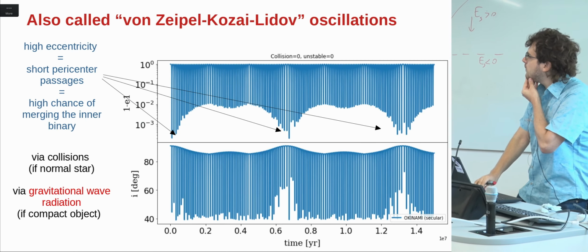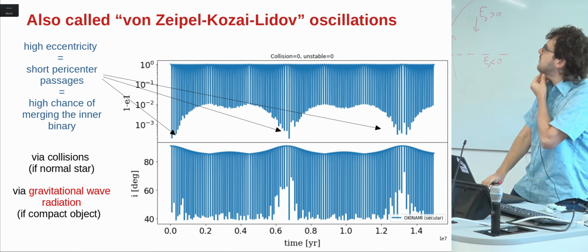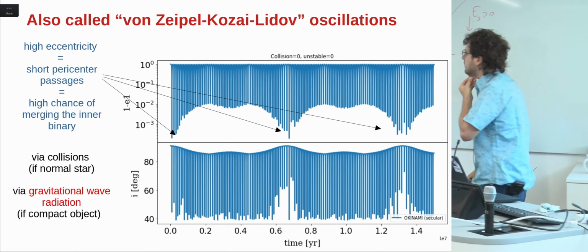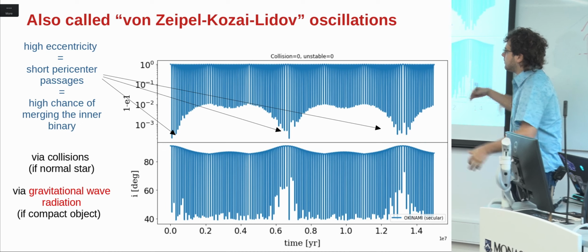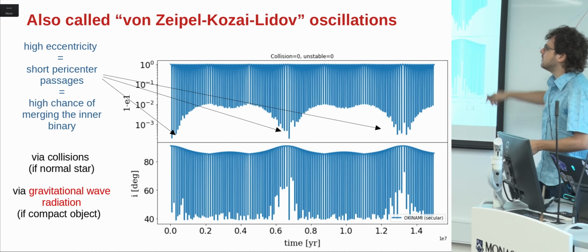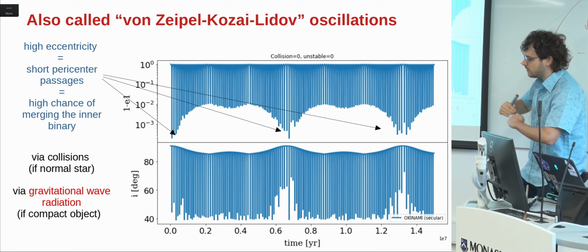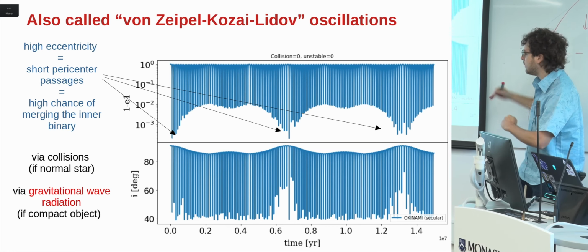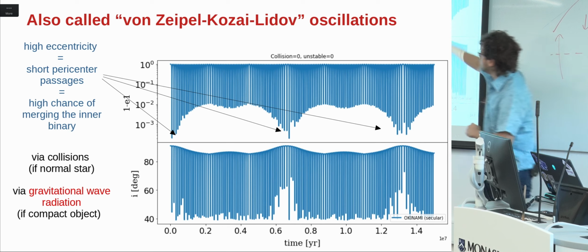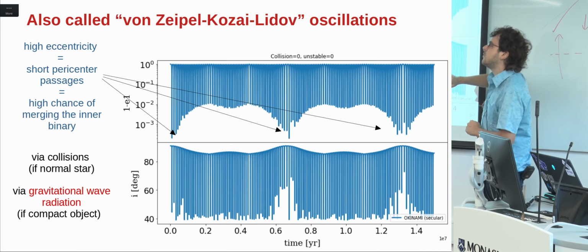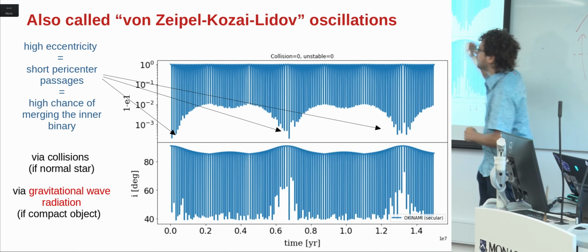And this causes what are called Kozai oscillations, yeah? Where you have the inclination of this binary. If there is a mutual inclination between the inner binary and the outer object, you can have this oscillation in the inner binary eccentricity.